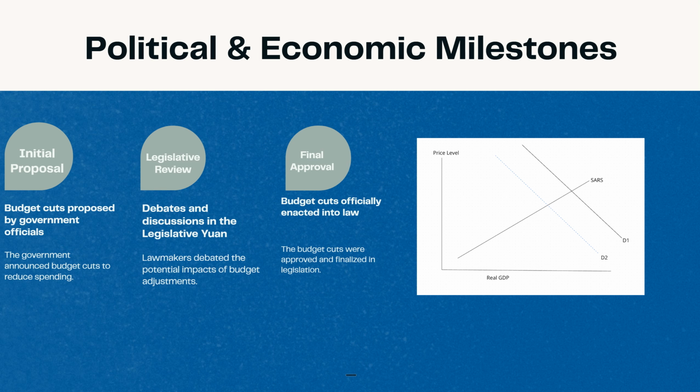Let's begin with the background. In early 2024, government officials proposed a reduction in public expenditure. The motivation was to cut back on what they considered excessive spending, including infrastructure, administrative costs, and certain social programs.